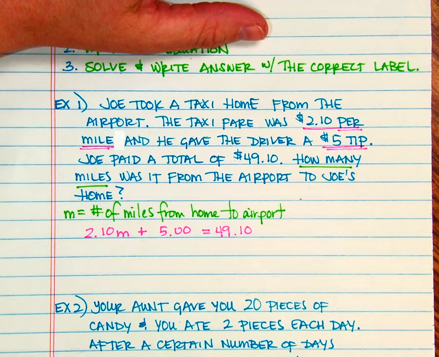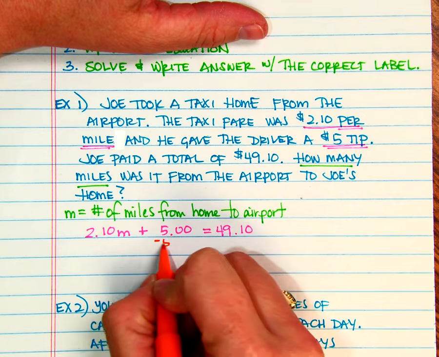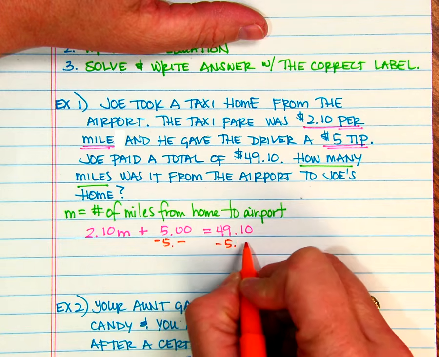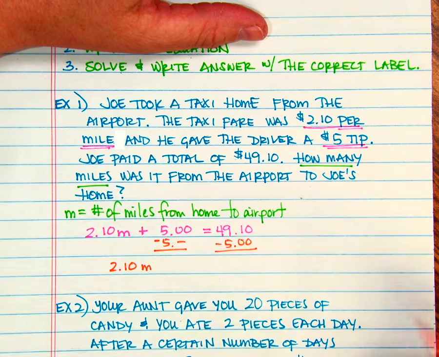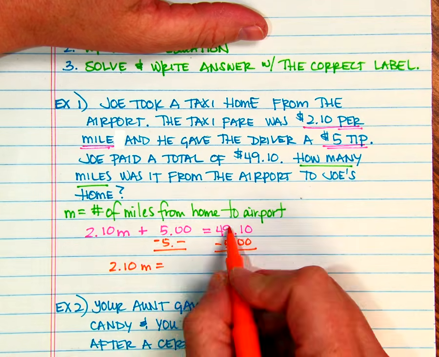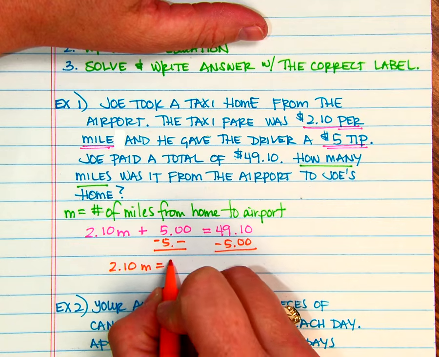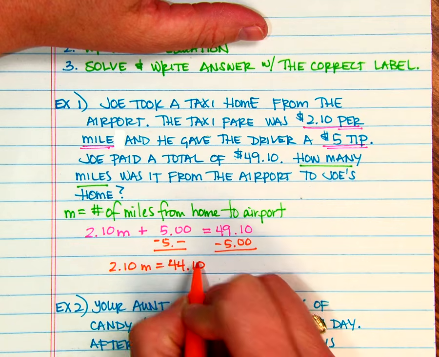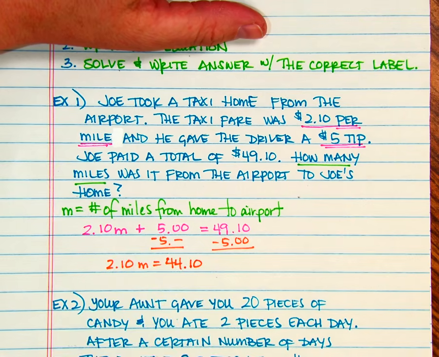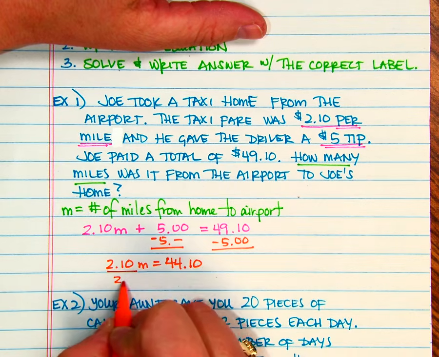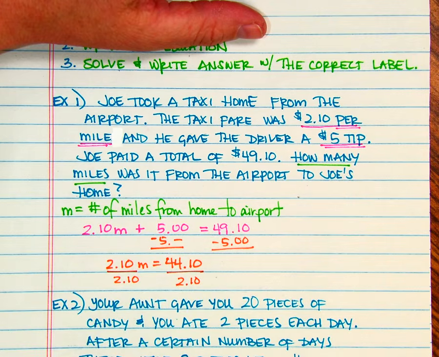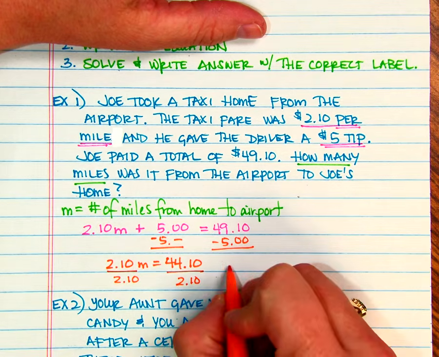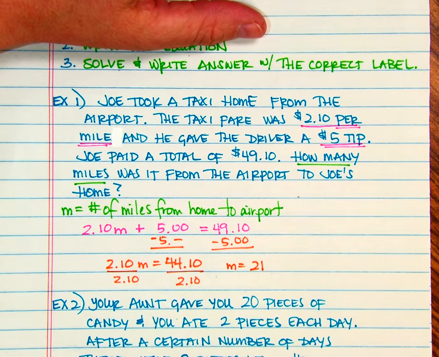So I'm going to write back to the two-step equation. Let's go ahead and solve it. I'm going to solve for M, which means I'm going to subtract $5 on each side. So I have 2.10 times M equals $44.10. And then finally, I am solving for M. Divide both sides by $2.10 and get M equals 21.